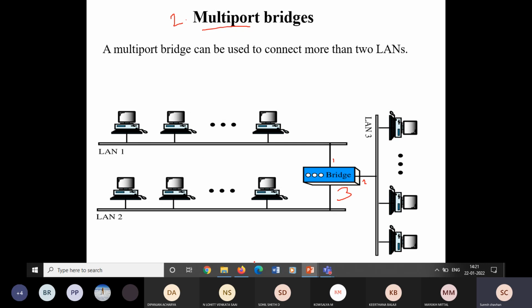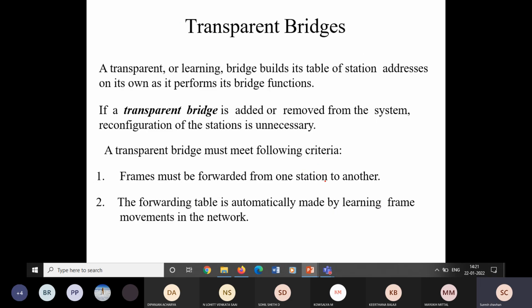But again, the disadvantage is that as we connect more and more bridges and increase the scalability, then traffic and collisions will be the problem. It is also like a centralized system. If something goes wrong with the bridge, then all the LANs connected to the bridge will never share information. That is one of the issues with multi-port bridges.